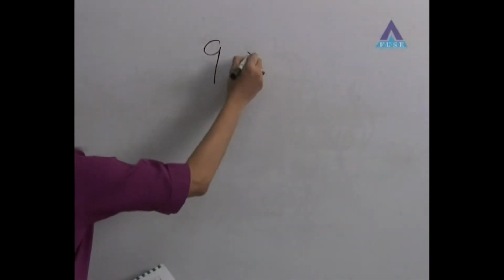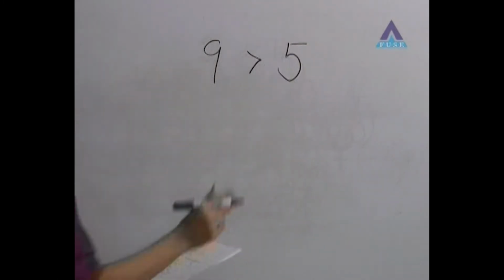Ma'am, what happens if, instead of adding, we multiply each side of the inequality by the same number? What will happen to the inequality? I'm glad you asked. Give me any two real numbers. Ma'am, how about 9 and 5? Okay, so obviously 9 is greater than 5. What number shall we multiply to both sides of the inequality? Ma'am, how about 3?